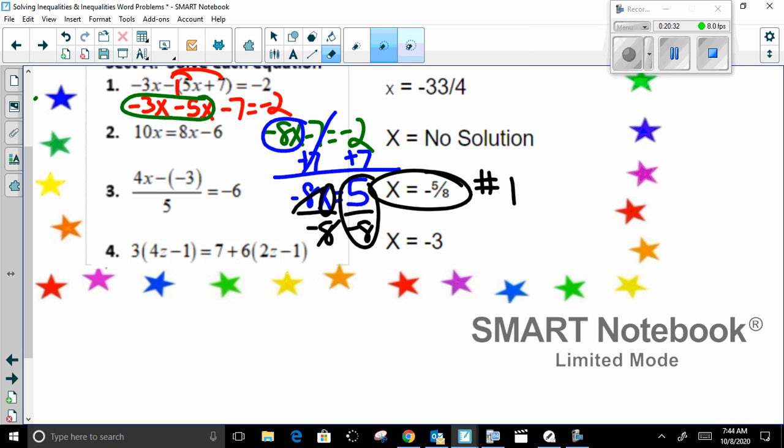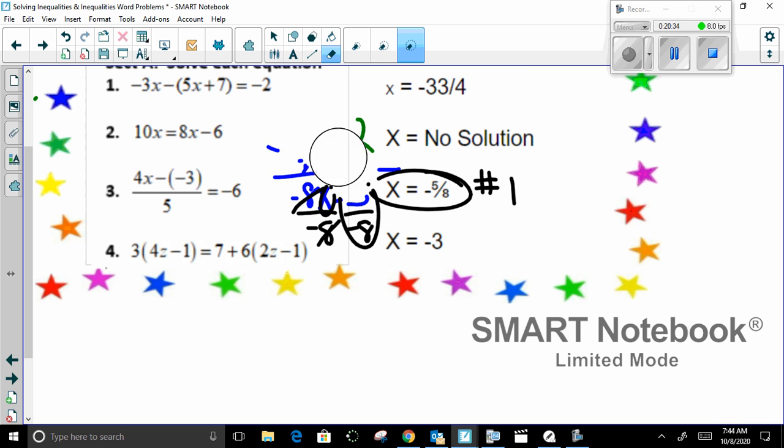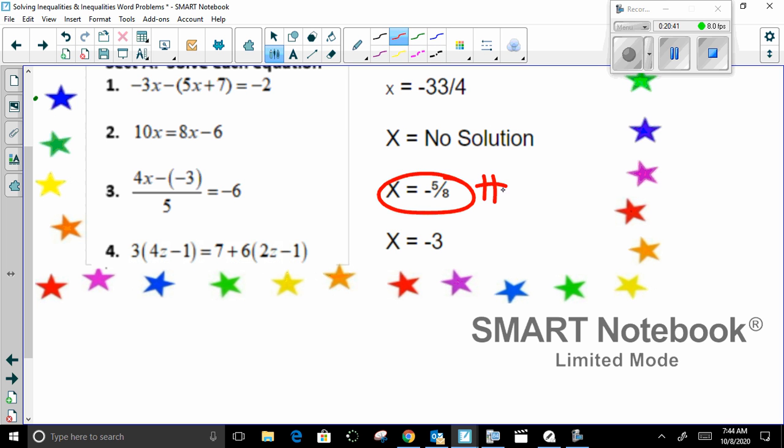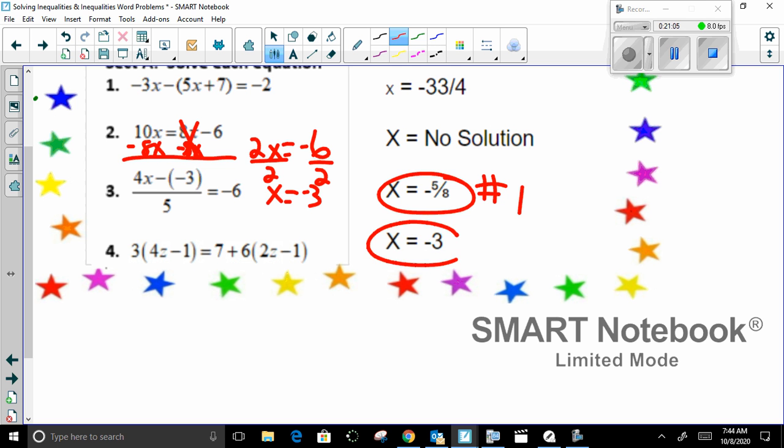I'm going to have to erase things in order to have enough room here. So this one goes with number 1. Now let's do number 2. I have no parentheses in number 2, and it doesn't look like I have like terms on the left or the right. Do I have variables on both sides? I do. Smaller to larger, so minus the 8x. So that leaves me with 2x equals negative 6. If I divide both sides by 2, x equals negative 3. So this answer should be number 2.